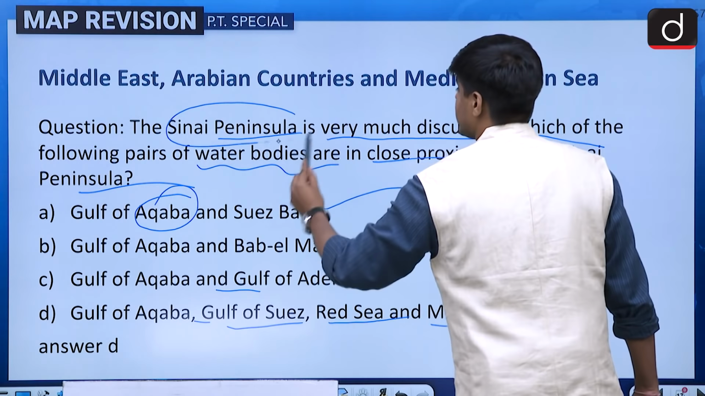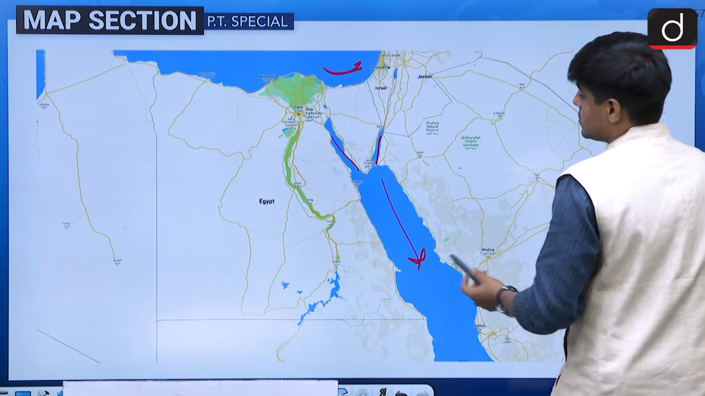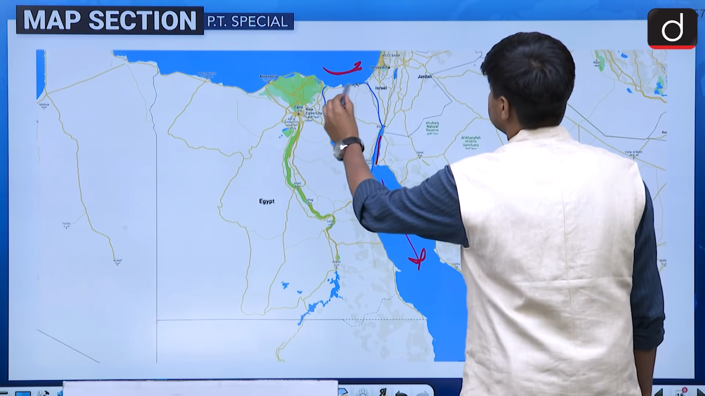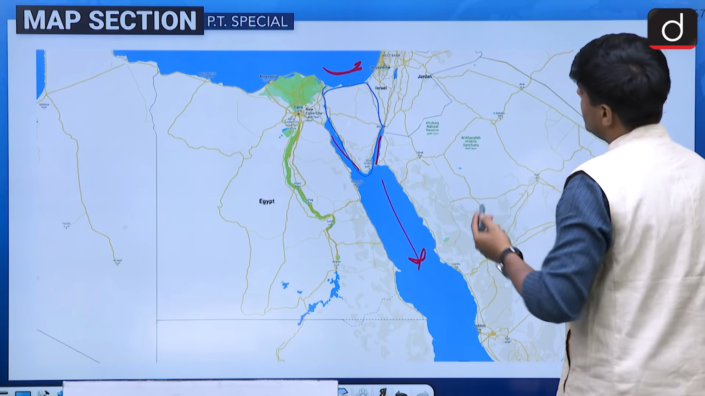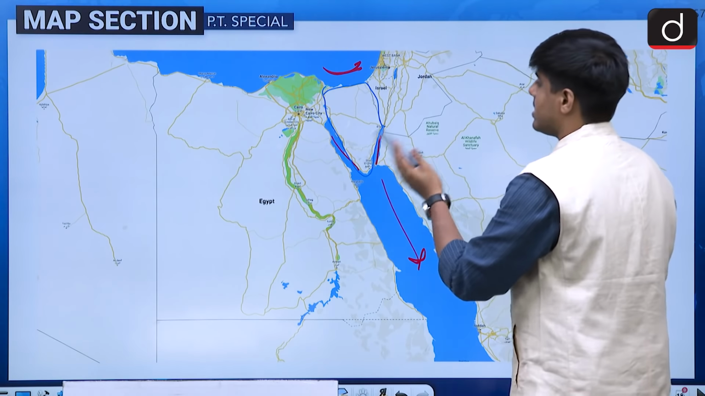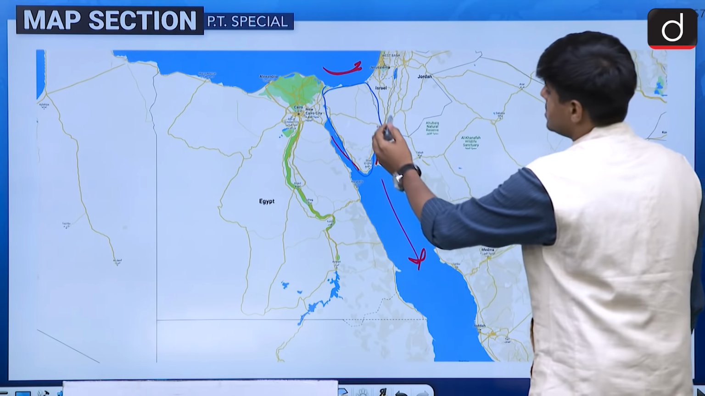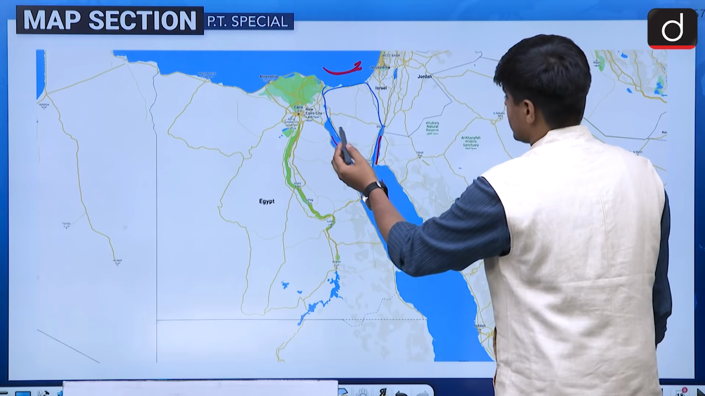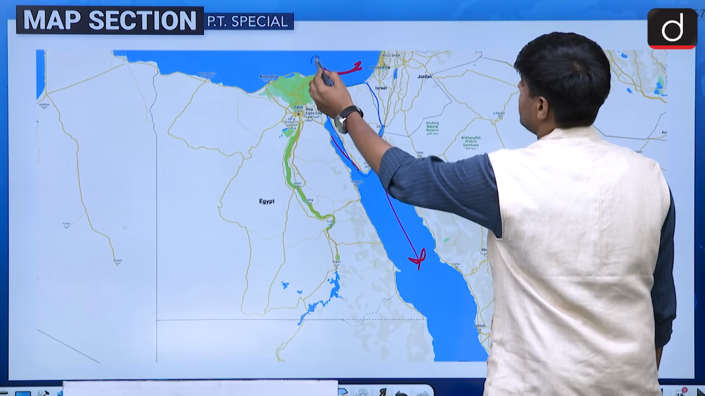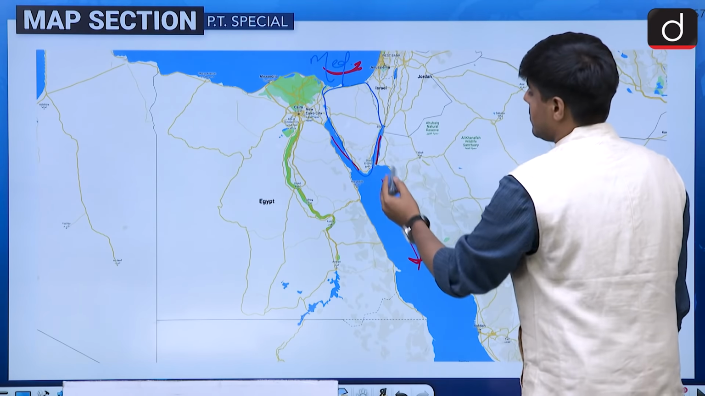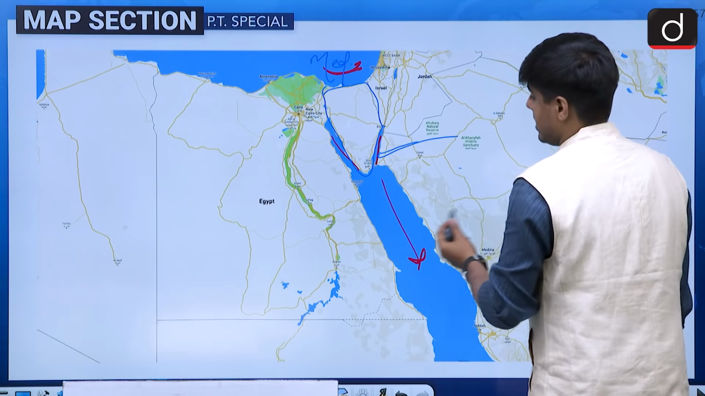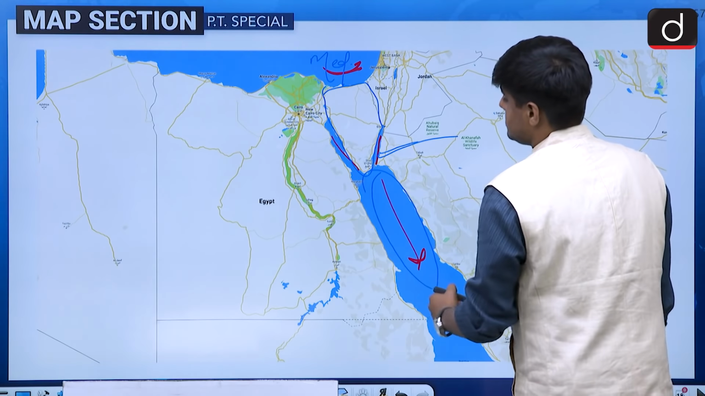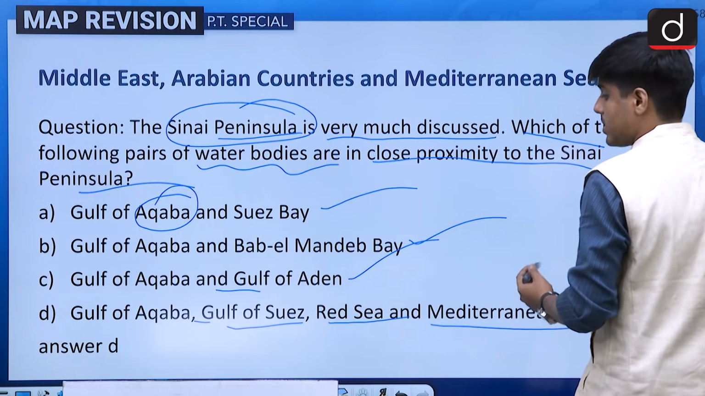So, let us have a look at the Sinai Peninsula. So, this is the Sinai Peninsula. Once upon a time, as we discussed, Israel took over this peninsula from Egypt in a war, but later when a peace accord was signed between Israel and Egypt, it was returned to it. This big entity is covered by so many water bodies. We obviously have the Mediterranean Sea here, we have the Gulf of Aqaba here, we have the Red Sea here. So, let us look at the options.